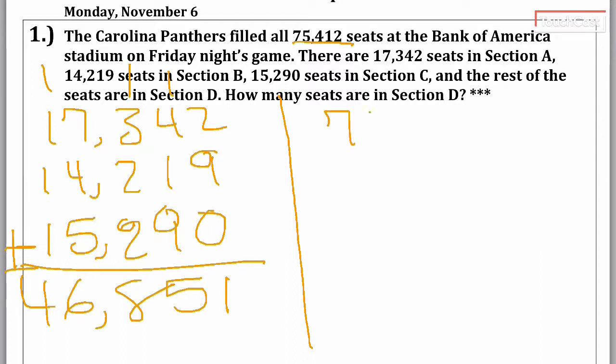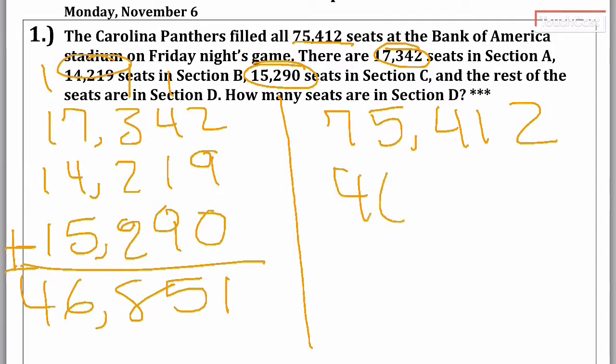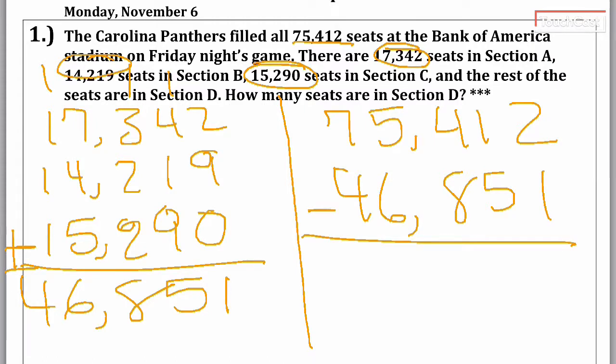So now I'm going to take my overall total of how many seats the stadium holds and my sum of my 3 sections, which is 46,851. And I'm going to look for the difference. The difference will give me Section D, which is what the question is asking about.